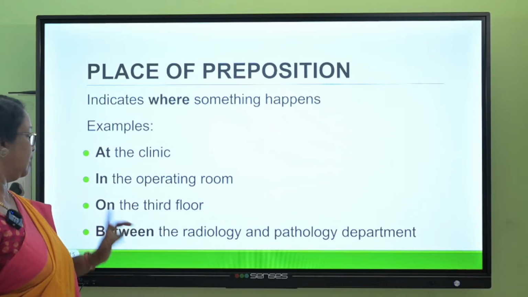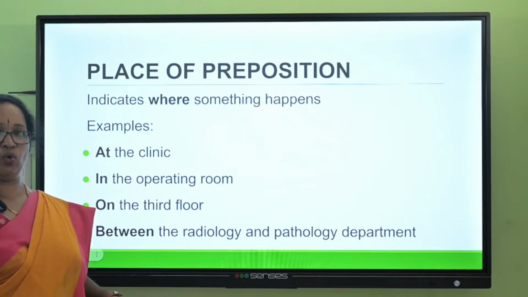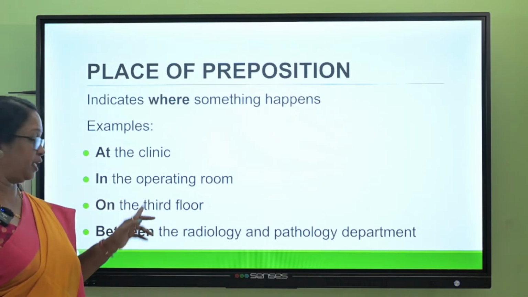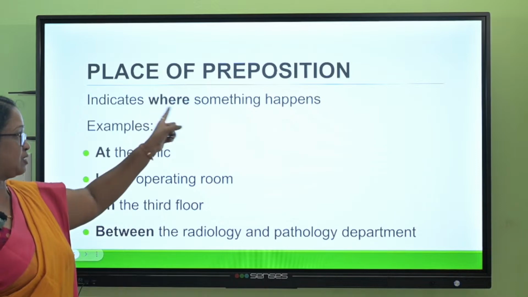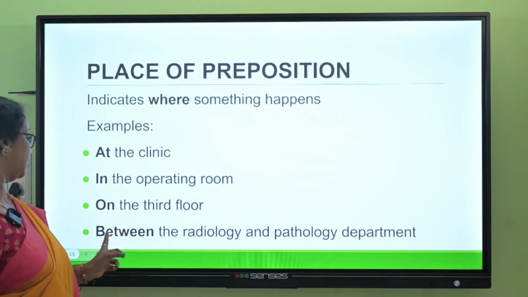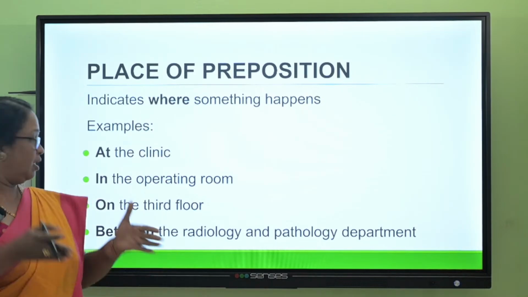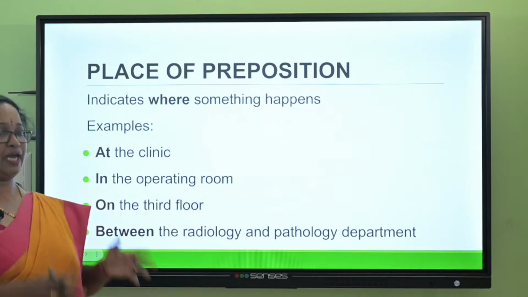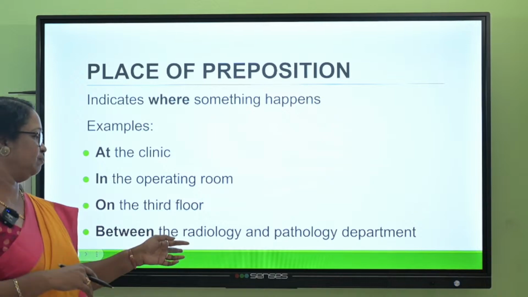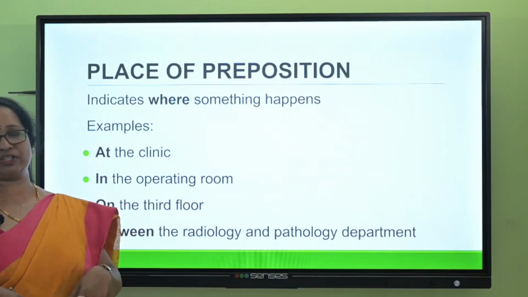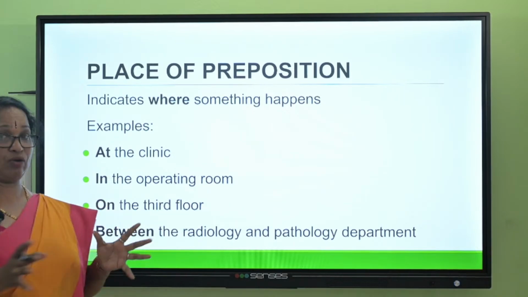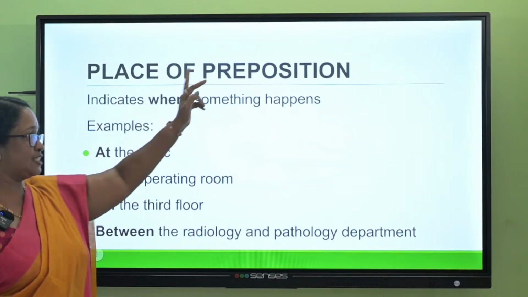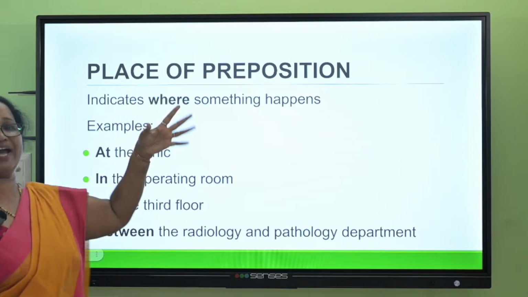You see, he is on the third floor. It's pointing out the third floor. That means where, the place. Do you see that one? The emergency department is between the radiology and pathology department. You have to point out a particular place. So, this is the place preposition, indicating where something will happen.